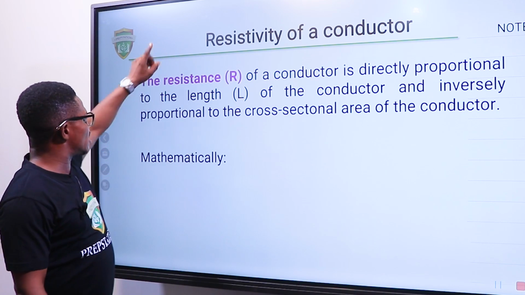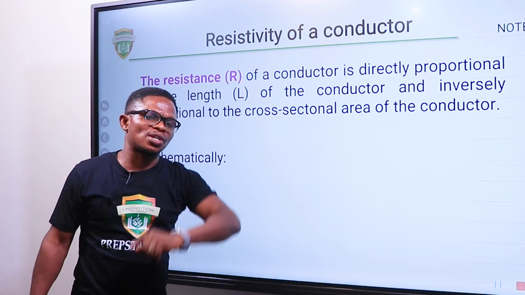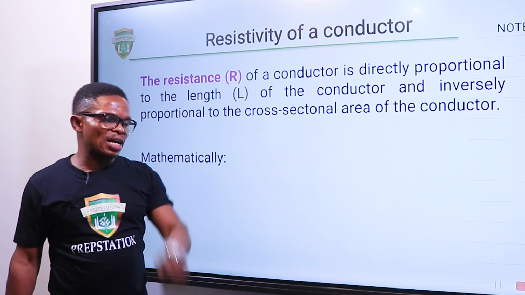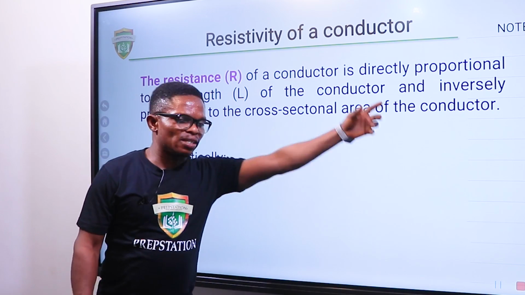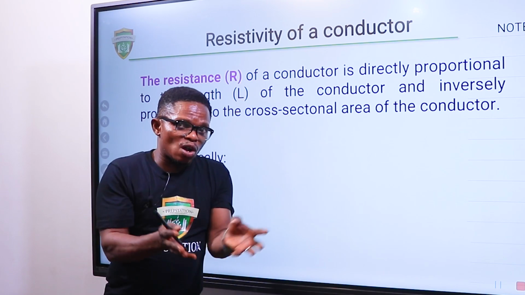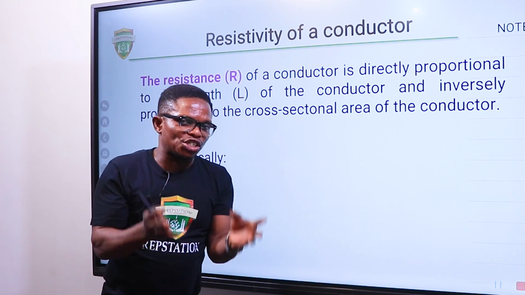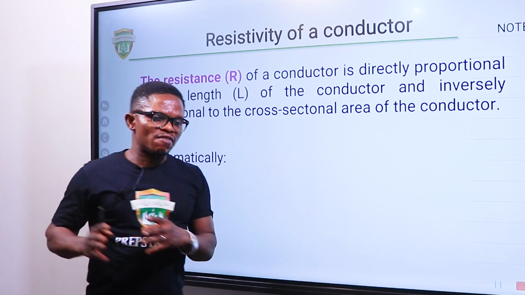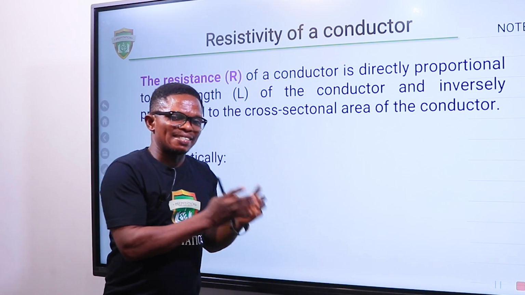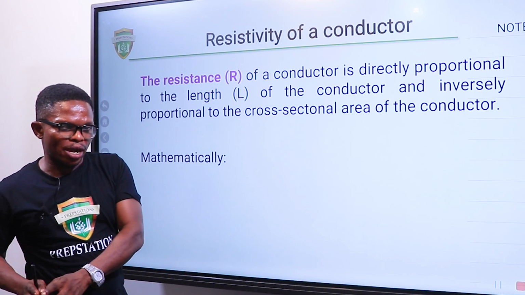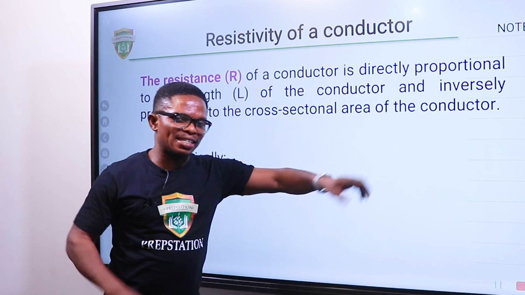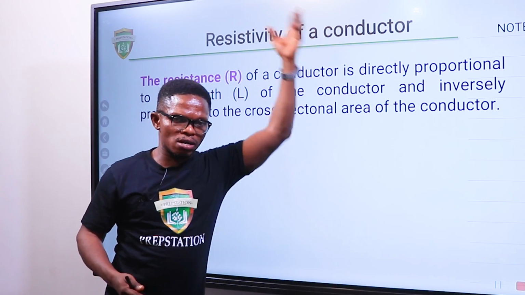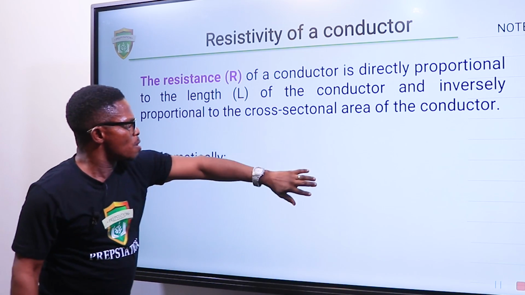And then it is inversely proportional to the cross-sectional area of the conductor. What does that mean? It simply means an increase in the diameter of the wire, an increase in the cross-sectional area, means more current will be delivered. And if more current is delivered, it means the resistance is low. So the relationship here is an inverse proportion. Increase in one, decrease in the other.